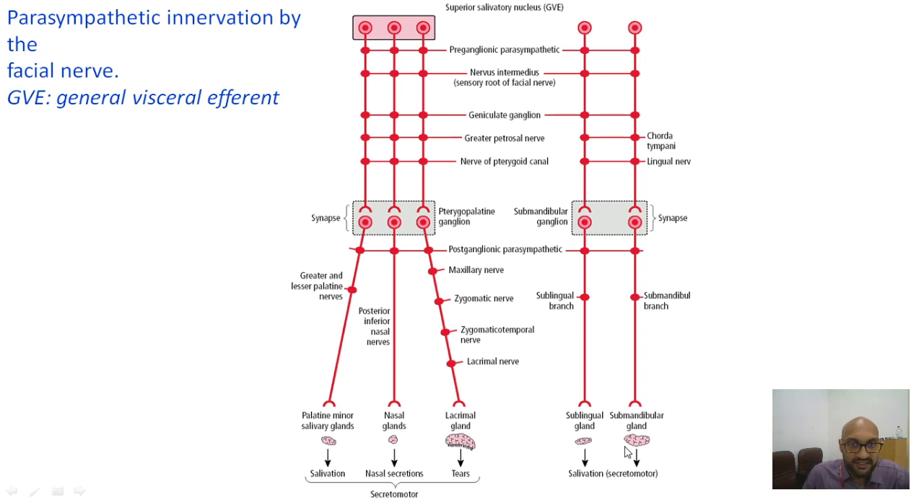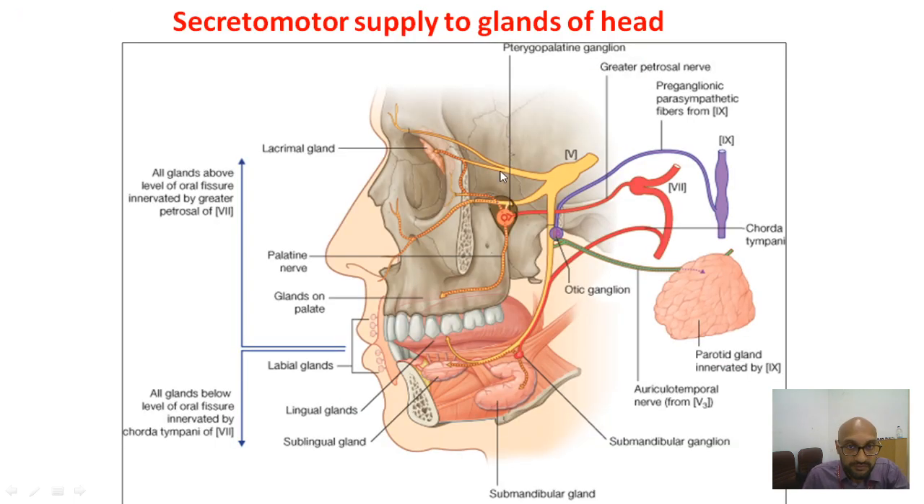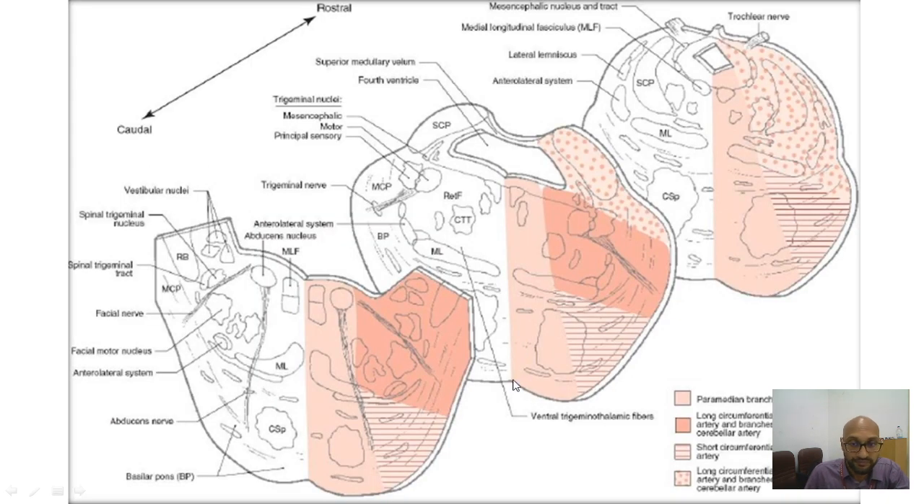Please understand this pathway, please revise this, and I think this diagram has relatively simplified it, showing the individual neural stations. This is just a repetition of that for the pterygopalatine ganglion as well as the submandibular ganglion.